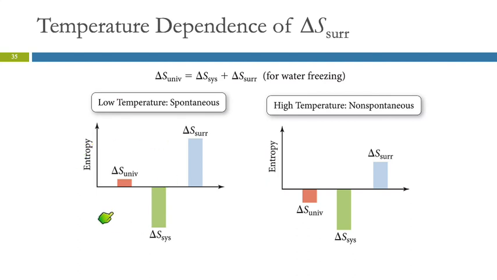So here's the low temperature graph, I guess you could call it. And here's the high temperature. So the change in entropy for the system is the same, but now the change in entropy for the surroundings at higher temperatures is less. And so the sum of these is a negative change for the universe, meaning this is not a spontaneous process. And we know from experience, right, that water does not spontaneously freeze at 75 degrees Fahrenheit.